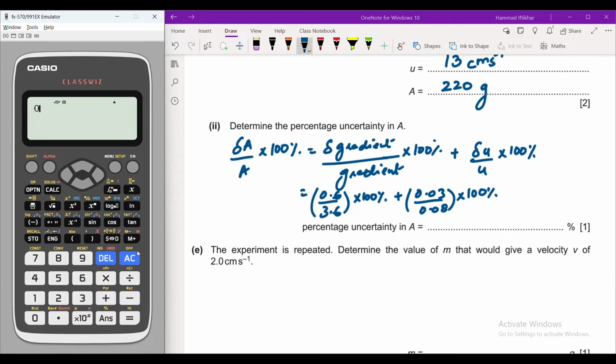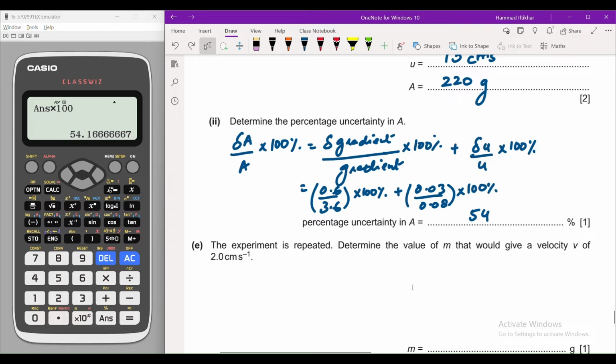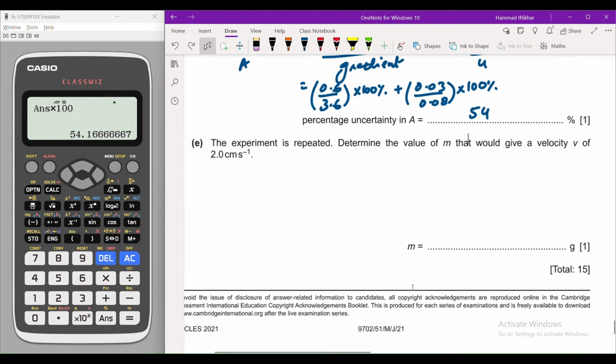So 0.6 divided by 3.6 plus 0.03 divided by 0.08. Then times 100, we get 54.1, roughly about 54%. Okay. Now, the experiment is repeated. Determine the value of m that would give a velocity v of 2 centimeter per second.